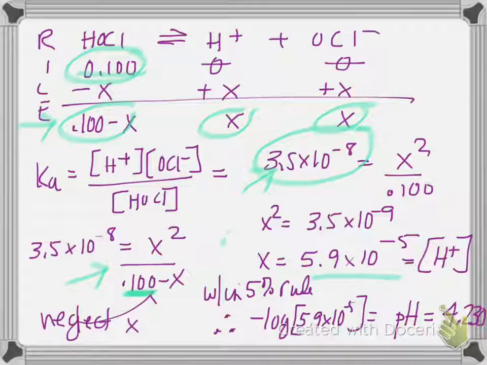Okay, so after we neglected X, then we just did our math and collected our terms. So I did this times this, and I got X squared was equal to that. Take the square root. Now here's how you can see that you can neglect X. If I take 0.100 minus 5.9 times 10 to the negative fifth, what would I still have of HOCl? 0.1. So that's how you can check that too.